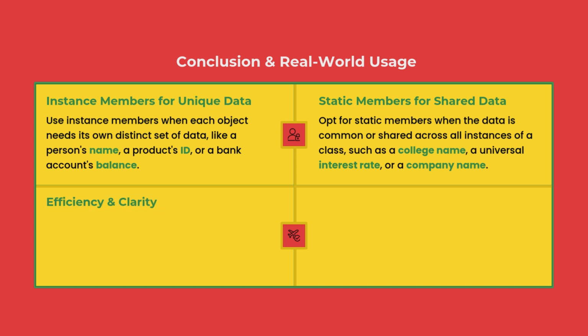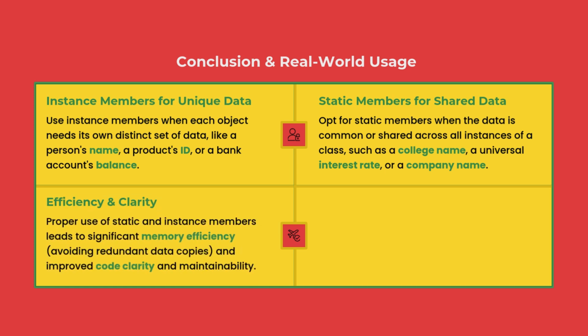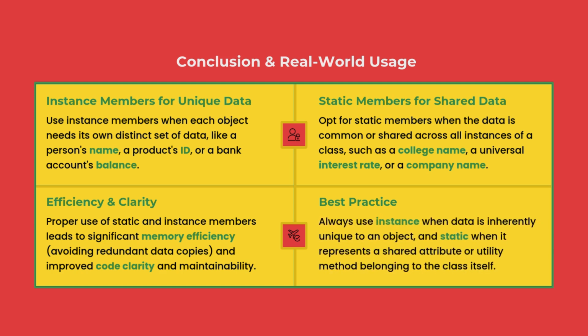Efficiency and clarity. Proper use of static and instance members leads to significant memory efficiency, avoiding redundant data copies, and ensures improved code clarity and maintainability. Best practice. Always use instance when data is inherently unique to an object, and static when it represents a shared attribute or a utility method belonging to the class itself.